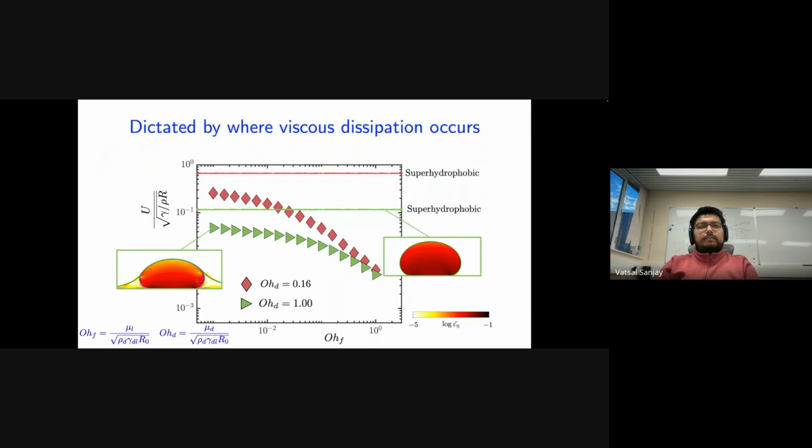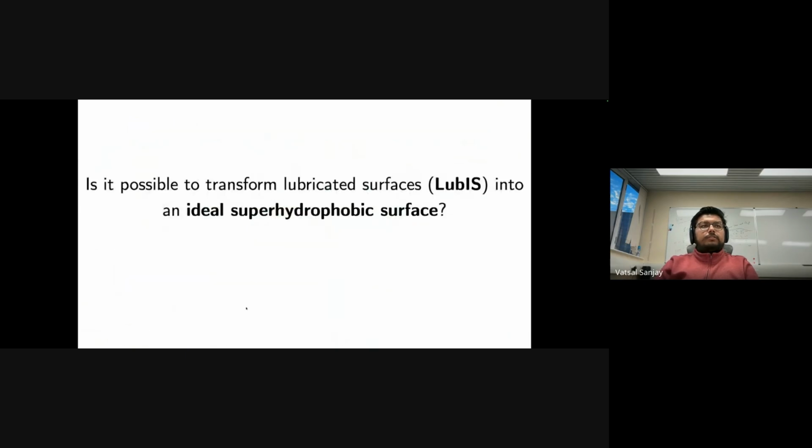Now, of course, I must remark here that these extremely small Ohnesorge numbers of the film might not be experimentally viable, because having such lubricant infused surfaces with small Ohnesorge numbers might not be so easy to get. Well, just to come back to the question that we asked in the beginning: is it possible to transform a lubricant infused surface into an ideal superhydrophobic surface? The answer to that is no.